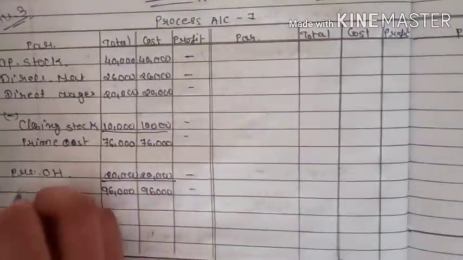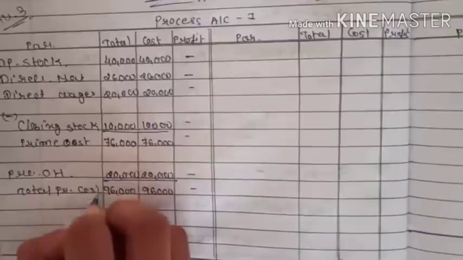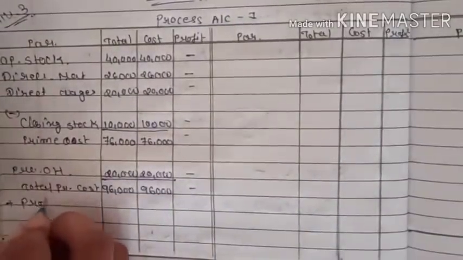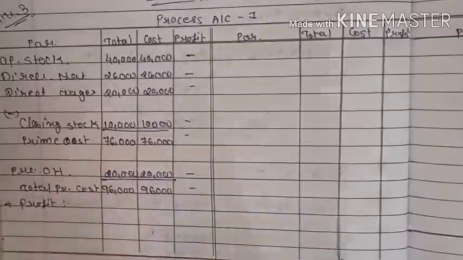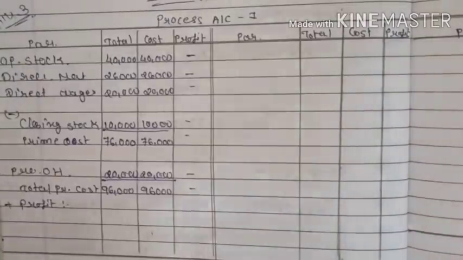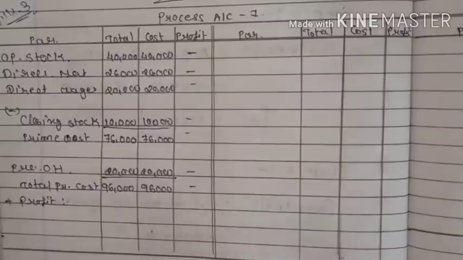This is our total production cost, right? Now we have to add a profit. Enter process profit. At each process account, each stage, we have to add a profit. What is the percentage given? The percentage given is profit on a transfer price to the next process.